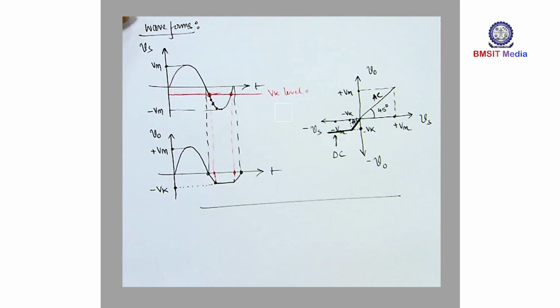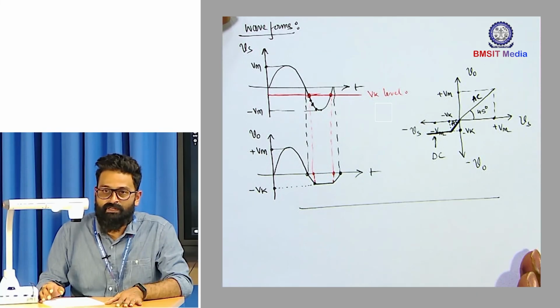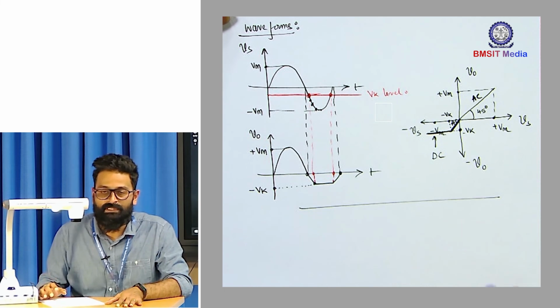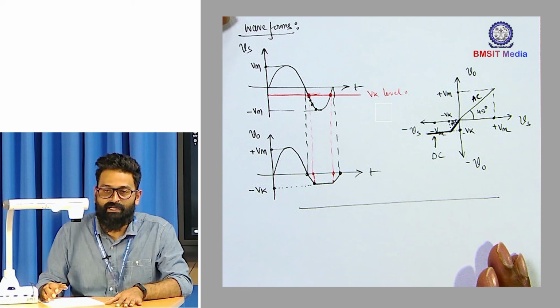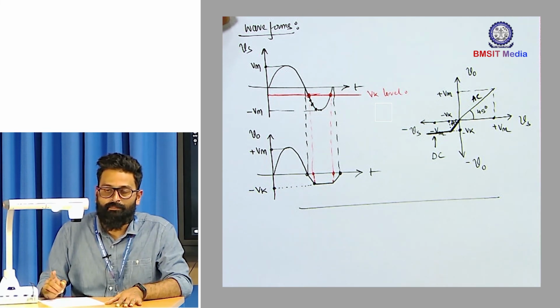So to summarize, in today's class we studied a positive clipper with ideal and practical diode, and a negative clipper with ideal and practical diode. In the next class, let us look at something known as a double-ended clipper, in which a positive parallel clipper is cascaded to a negative parallel clipper, and by doing so you will be able to shape both the positive half cycle of the output as well as the negative half cycle of the output.